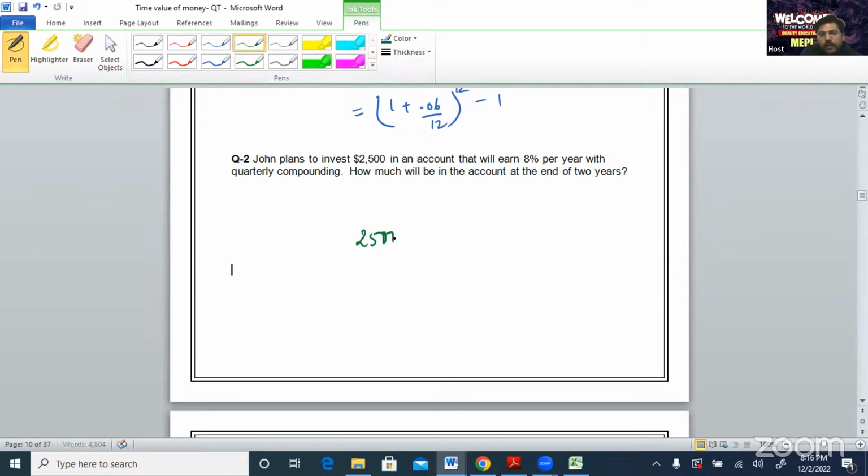So that is 2500 into 1 plus 8%, the annual return, and with quarterly compounding I divide it by 4, raised to 2 times 4. I can directly calculate it on the calculator. I go to second, clear TVM. My N is 8, so I put 8 N. For I/Y, it is 0.08 divided by 4, which becomes 0.02, rather 2%.